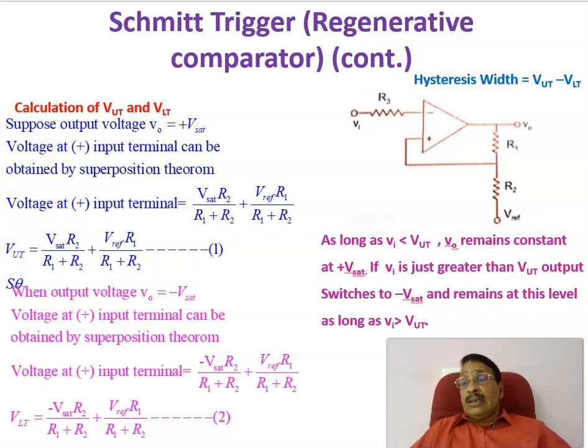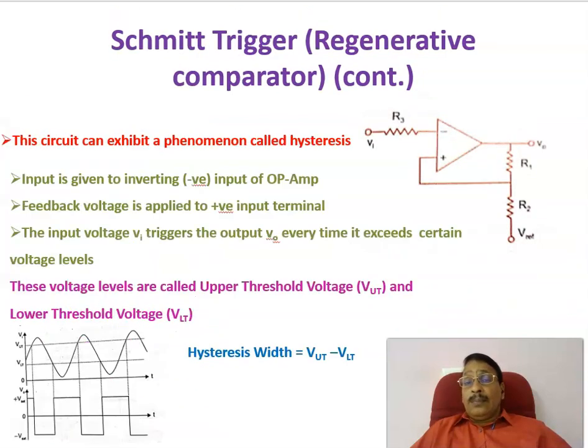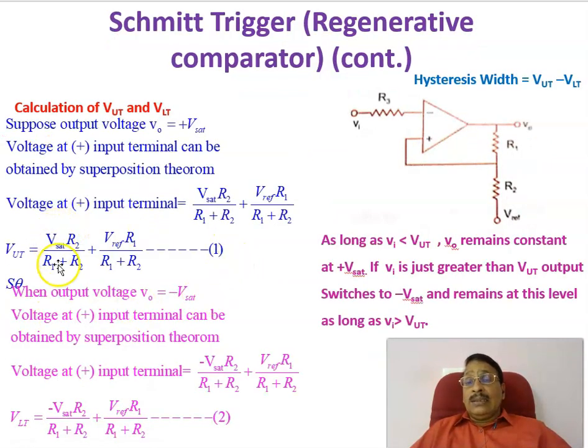If you see the limit here, if the input voltage is less than this upper threshold voltage, the output voltage equals plus Vsat. That is the point. As long as the input voltage is less than the upper threshold voltage, the output voltage remains constant at plus Vsat.